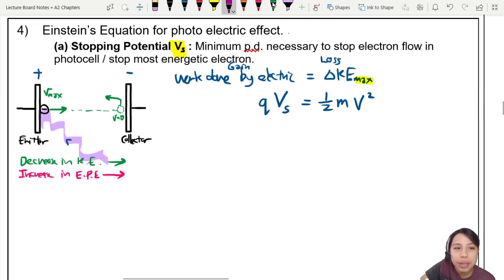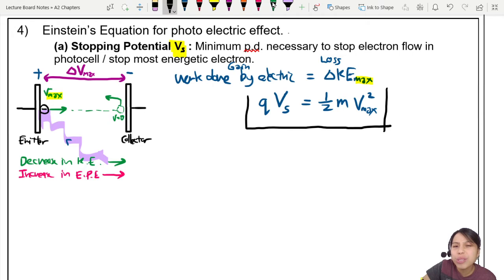So between these two plates, there will be a certain potential difference, V. But you want to look for the maximum. So this will have to be the maximum potential difference, also known as the stopping potential. So let's level up this final thing. If this is Vs, then you have Vmax. Now this is the equation that we can use often to calculate the stopping potential, or use the stopping potential to calculate the maximum velocity of the electron that comes out.